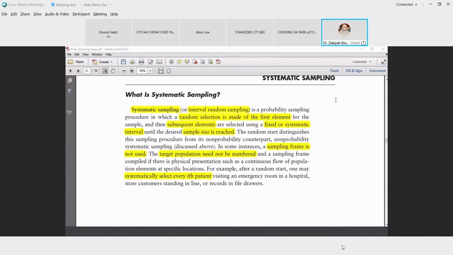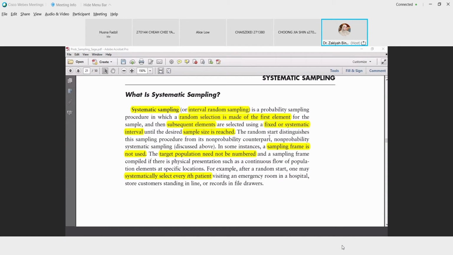It takes time to generate random numbers. Of course, computers can do that for you, the multiplication and all that. But in some cases, you cannot afford to do SRS. Now, let's read further. Subsequent elements are selected using a fixed interval, fixed based on k, or what we call the systematic interval, because you have a system, every k, every 10, until the desired sample size is reached. In this case, the small n was 100.